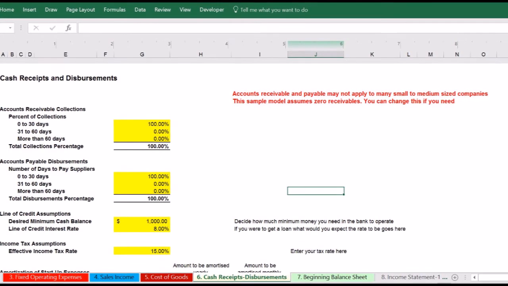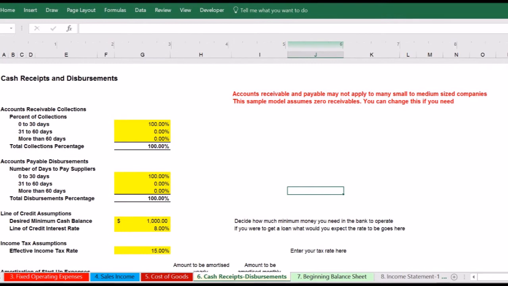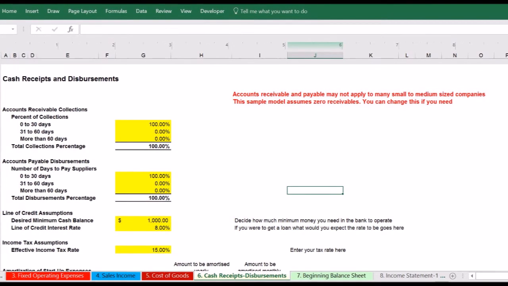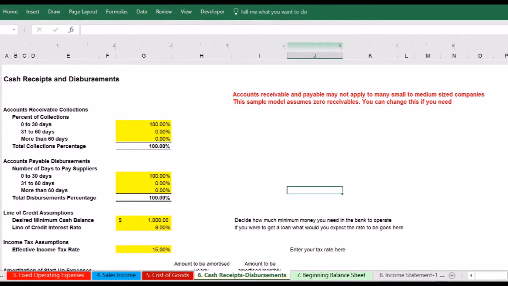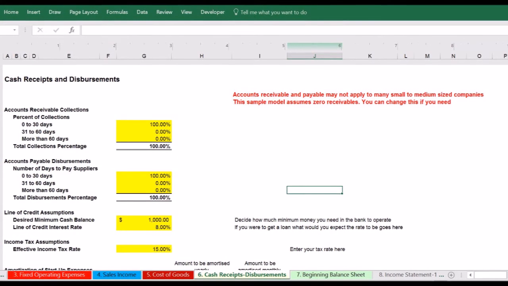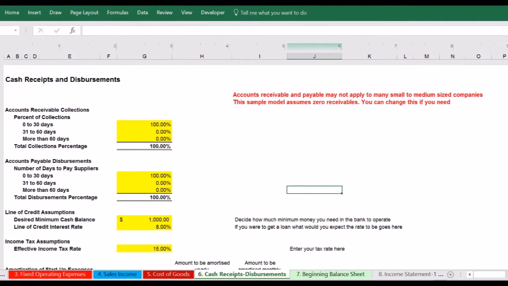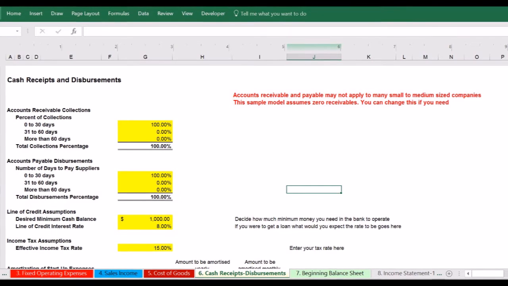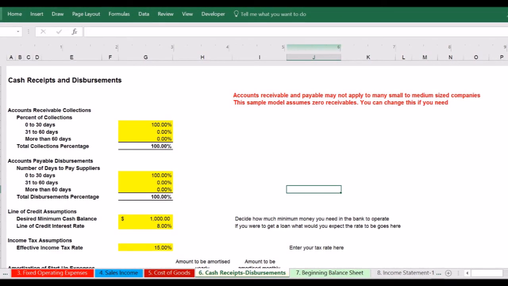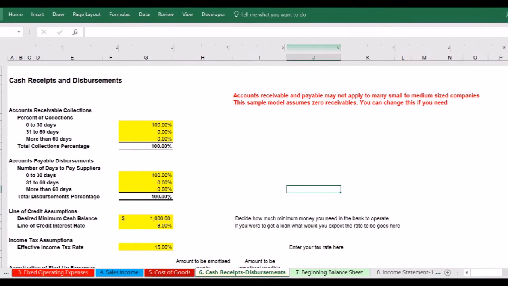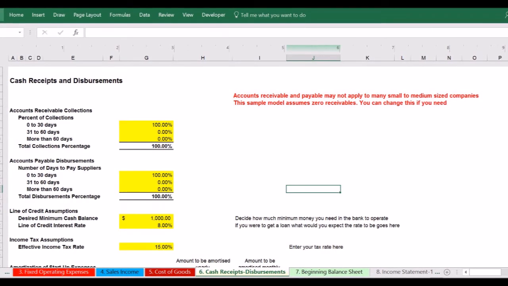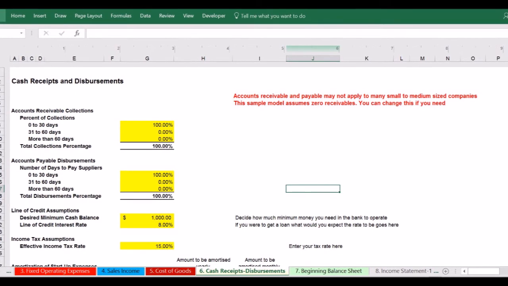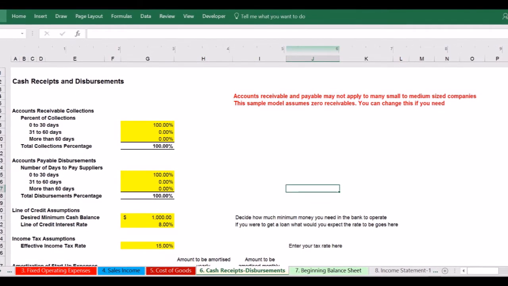Also on this sheet is a line of credit assumptions. This will be automatically calculated for you when you enter the minimum amount of cash you want to always have in the bank. The worksheet will determine whether you need a loan to maintain that minimum based on all the other financial information in the workbook. If it is determined you will need a loan to stay at the minimum cash balance, what you would expect the rate to be goes in the yellow cell, as noted. You can always adjust the minimum cash balance number if need be.